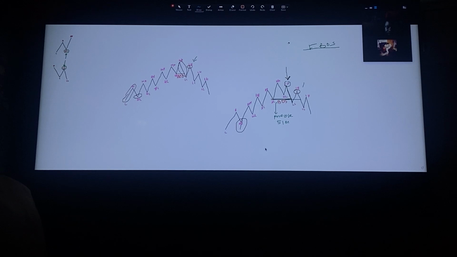So now we move to the next one, which is the demand and supply. Okay, let's look at retail trading versus smart money trading first.